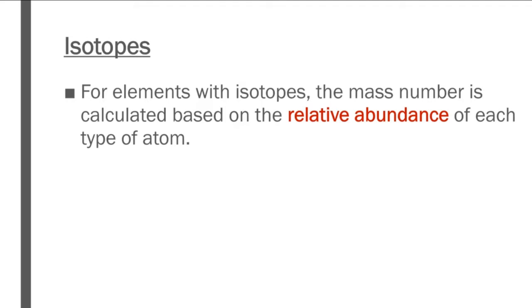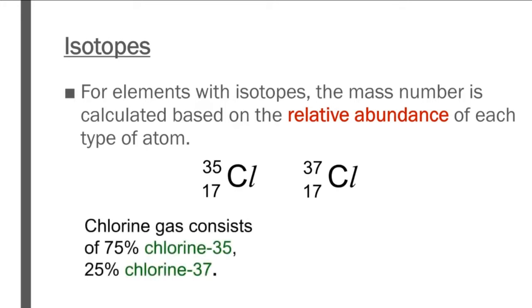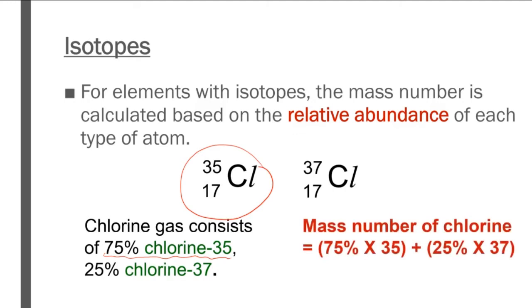What do I mean by that? Because there are 2 types of chlorine atoms, chlorine isotopes, in reality, 75% of them exist as chlorine 35, which is this one, and the other 25% in the natural world exists as chlorine 37. So how do we calculate what exactly is the mass number? We actually do a simple mathematical calculation based on the relative abundance of each isotope. So the mass number of chlorine will be equivalent to 75% multiplied by 35, which is the mass number of this chlorine 35, followed by 25% multiplied by 37, which is the mass number of chlorine 37, and you end up with the value of 35.5.